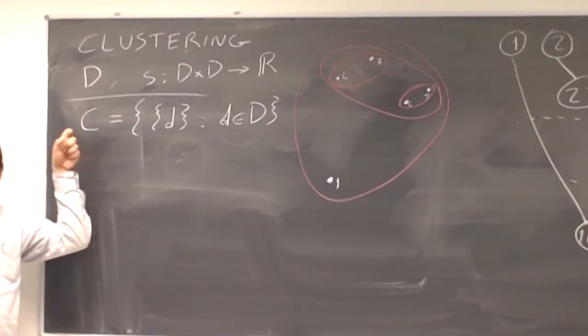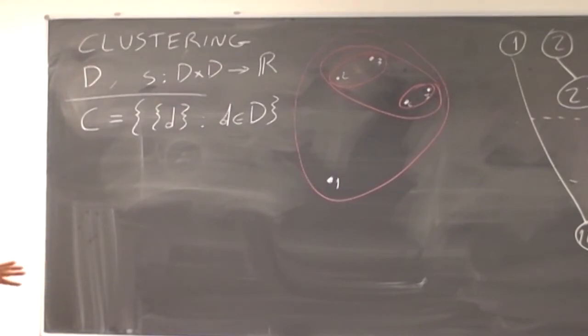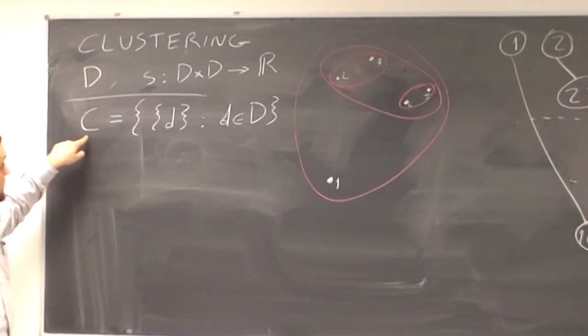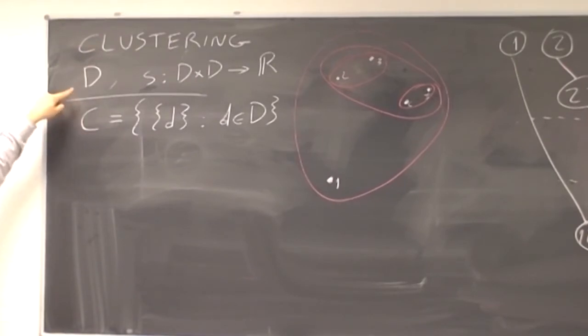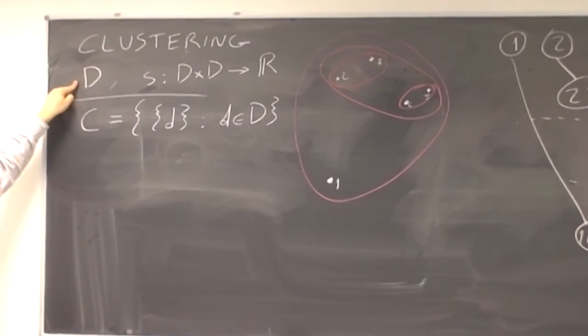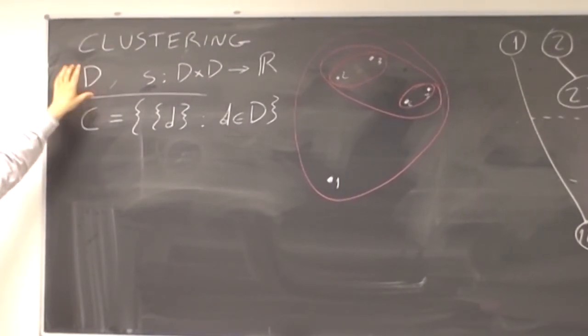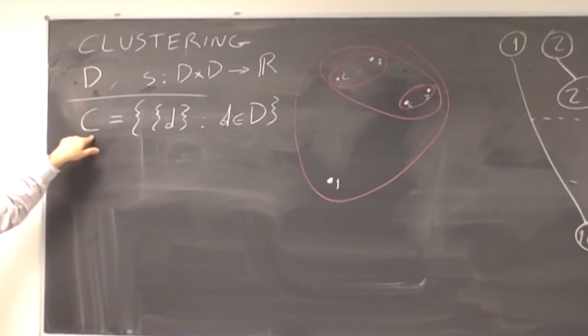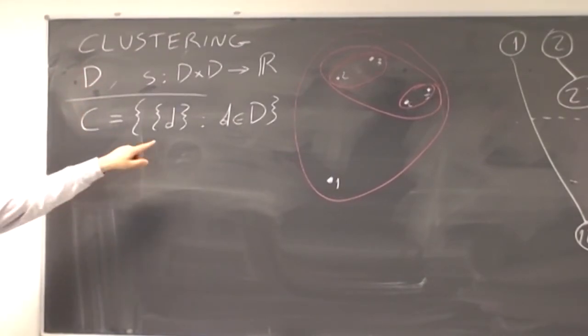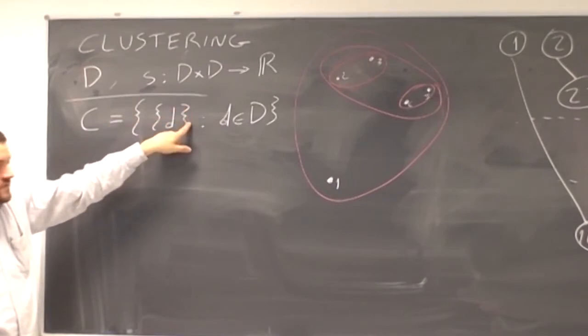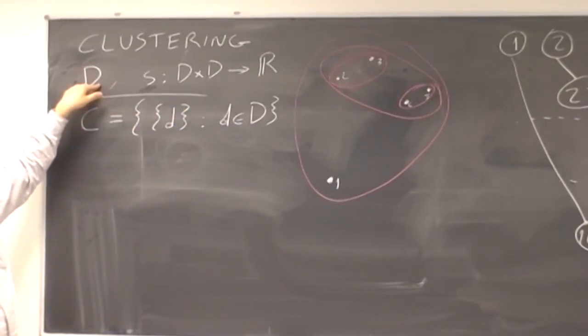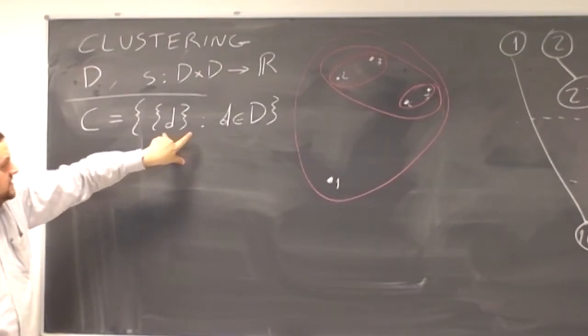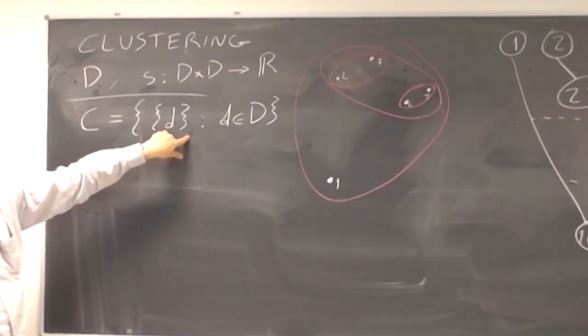So, C is a set of sets. And in particular, C will always represent a partition of D. Do you know what a partition is? It's a collection of subsets, so that every element of D appears just once in C. So, the union of all the sets of C is D, and two different sets in C have void intersection.